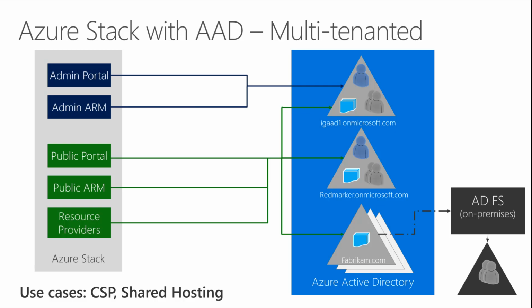The admin portal and the admin ARM are single-tenanted. In other words, tied to the hoster's directory. The public user portal, ARM, and resource providers are multi-tenanted. In other words, they can serve user service principals from different directory tenants in the case of the CSPs or shared hosting. The on-premises AD, Active Directory, can be synchronized with an Azure AD tenant in the same way that we can do with all the options if we have an Azure environment.